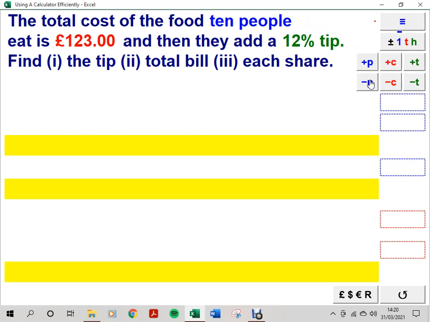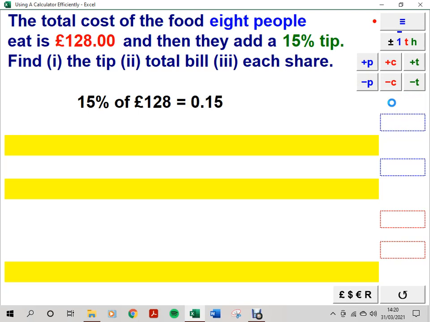We were given starting conditions, but I'm going to create a new scenario. 8 friends ate £128 of food and left a generous 15% tip. Now this is using a calculator, so I'm going to use a multiplier method to find 15% of 128, change the percentage to a decimal, then multiply it by the cost of the food.